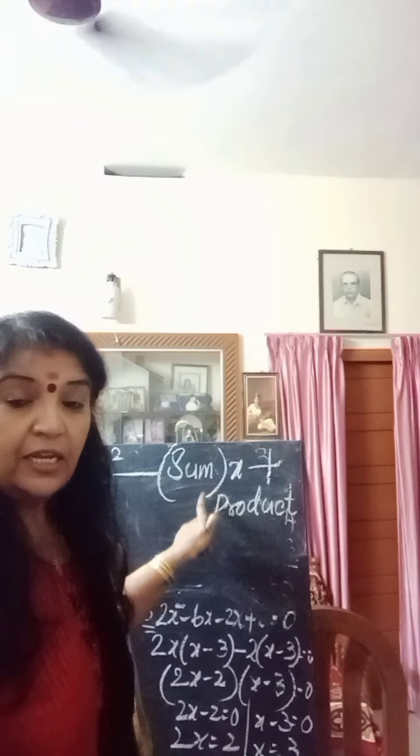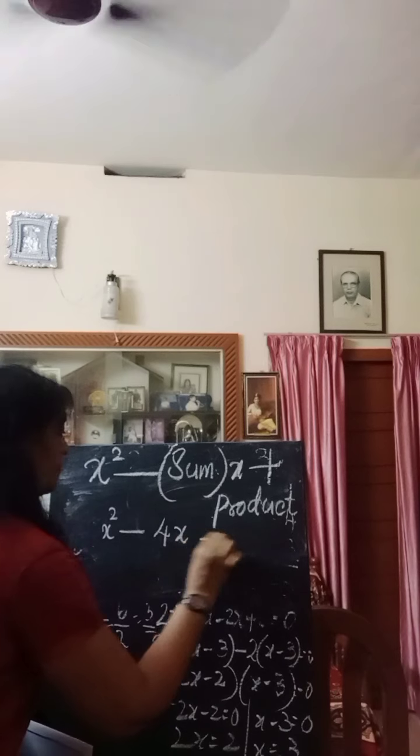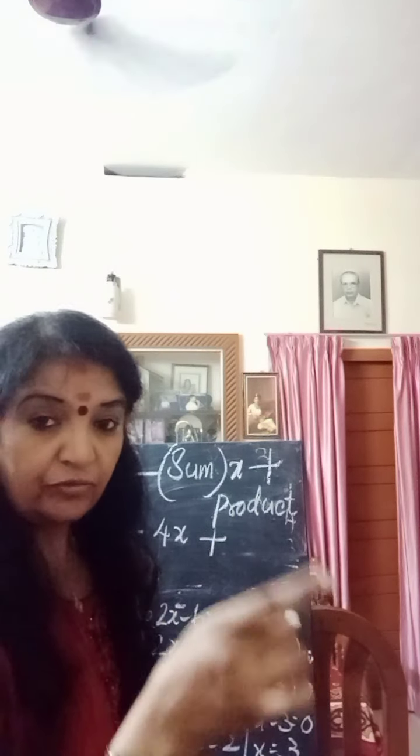Then write the equation. How to write the equation? This is the format of the equation I am telling here. x square minus sum into x plus product. So here the sum of the two roots, 3 plus 1, is 4. So x square minus 4x plus product. Product is equal to 3 into 1, 3. x square minus 4x plus 3.